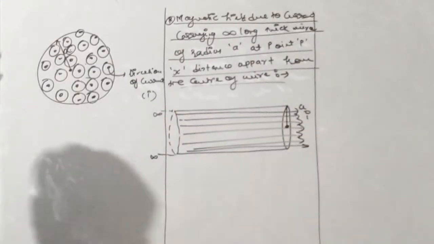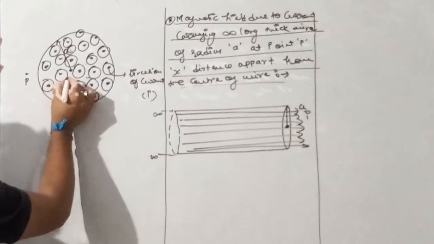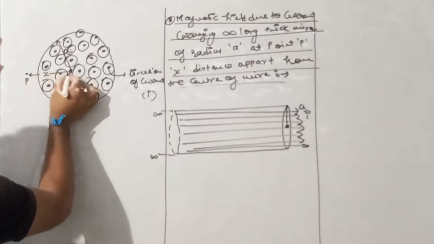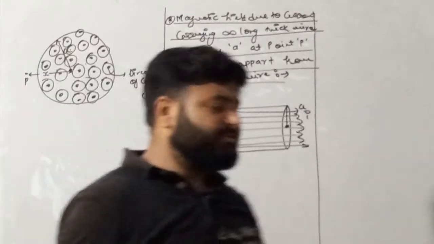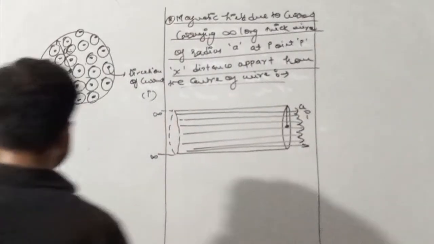Now see, this is point P where we want to find the magnetic field, which is x distance apart from the center of this wire. So dear student, there are three possibilities which can take place here. First possibility is P point lies inside the wire. Second possibility is P point lies outside the wire. And third possibility is P point lies on the surface of the wire. So please write down, there are three possibilities which can take place in this situation.